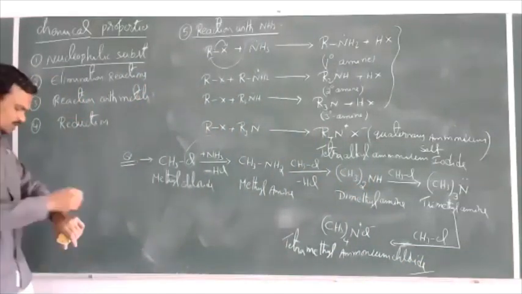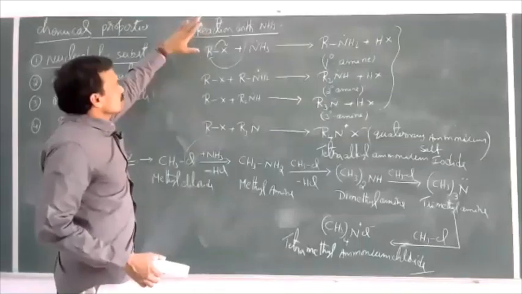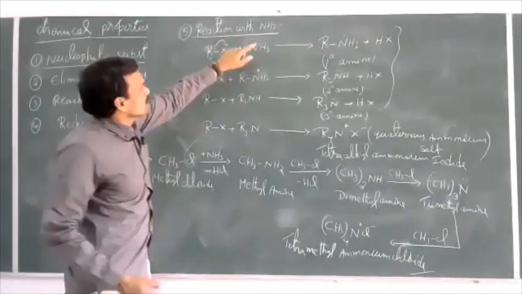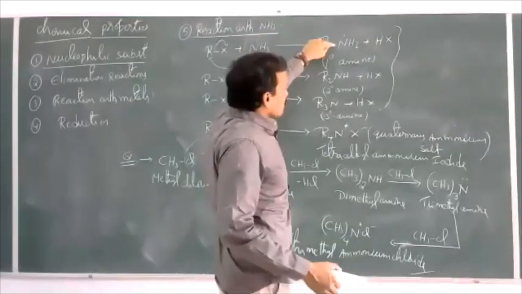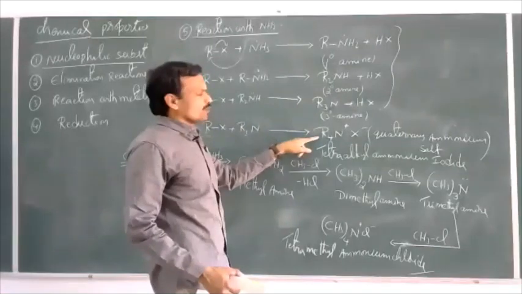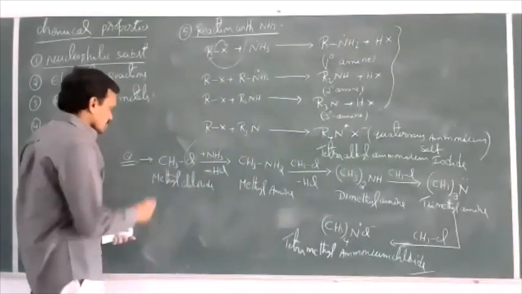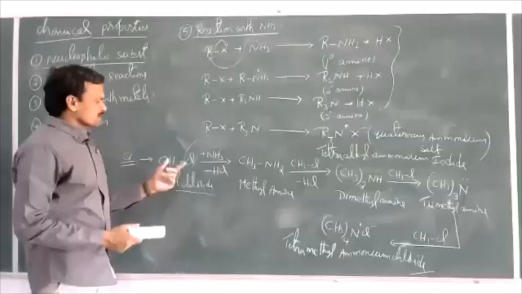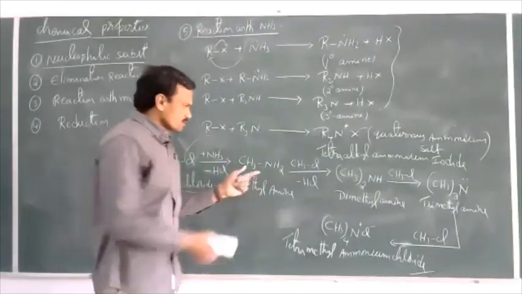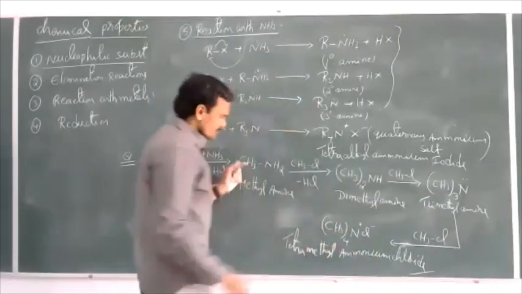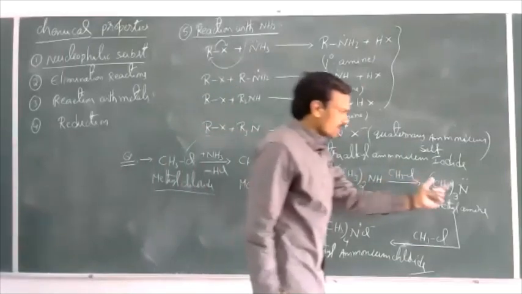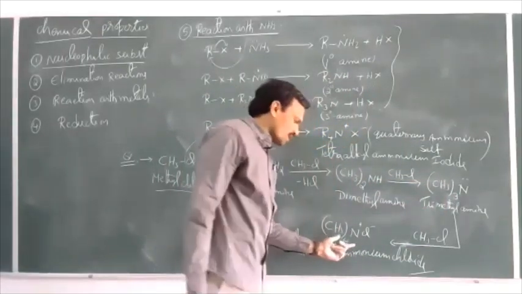So this is the reaction with ammonia. When haloalkanes are allowed to react with ammonia, we can get primary amine, secondary amine, tertiary amine, and quaternary ammonium salts. If you take an example, methyl chloride, when it is allowed to react with ammonia, we can get a mixture of all four products: methylamine, dimethylamine, trimethylamine, and tetramethyl ammonium chloride.